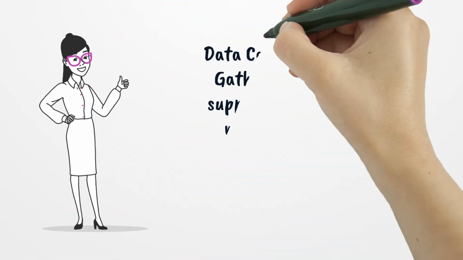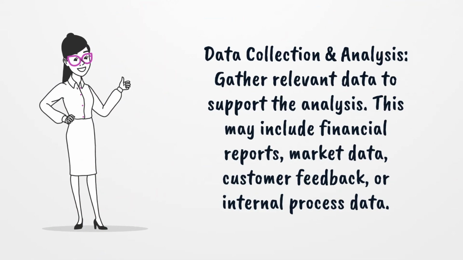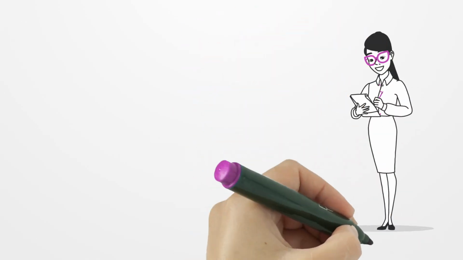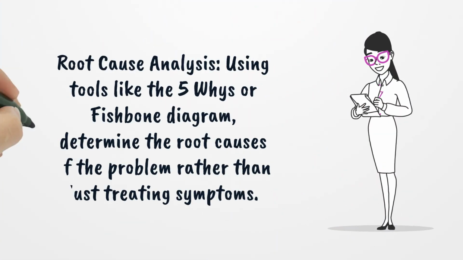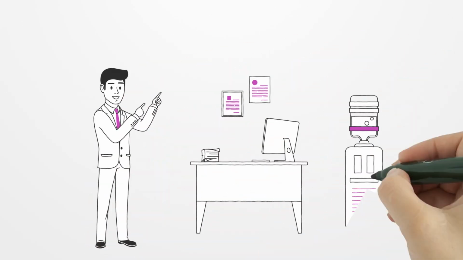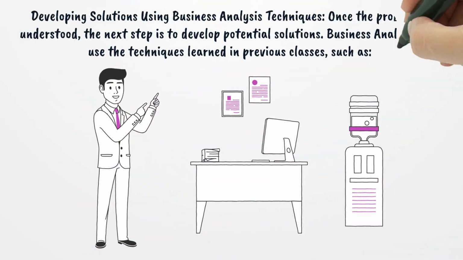Data collection and analysis. Gather relevant data to support the analysis. This may include financial reports, market data, customer feedback, or internal process data. Root cause analysis. Using tools like the 5 whys or fishbone diagram, determine the root causes of the problem rather than just treating symptoms.